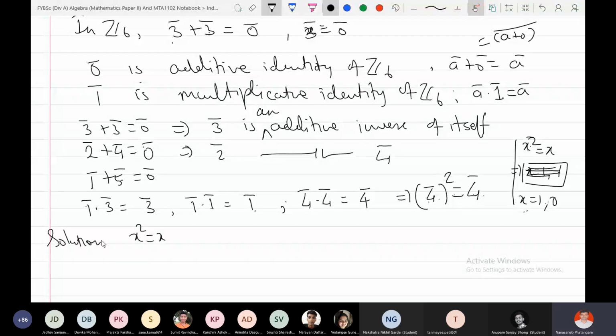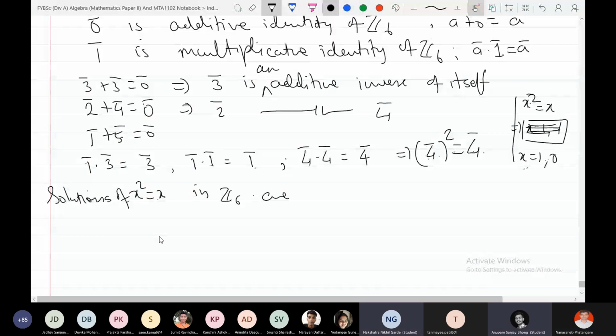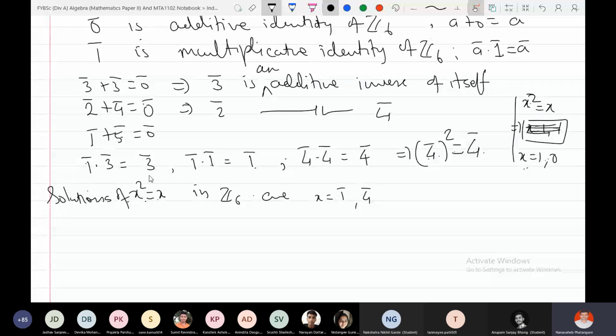So the solutions of x square is equal to x in Z6, right? What are the solutions of this equation in Z6? X is equal to 1 bar or 4 bar. So these are two solutions for this equation in Z6. Similarly, what are the solutions of this equation in real numbers? 0 and 1, right? So you can see similar kind of things.